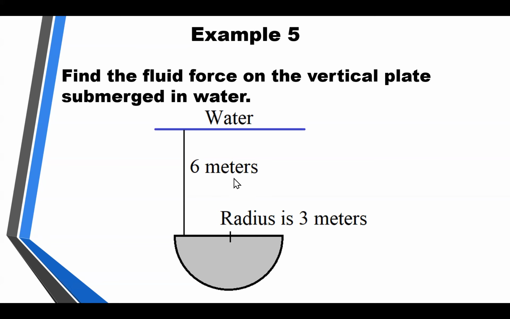By the way, notice that we're in meters now. So we need to change our weight density from being the 62.4 pounds per cubic foot to the 9,800 newtons per cubic meter.